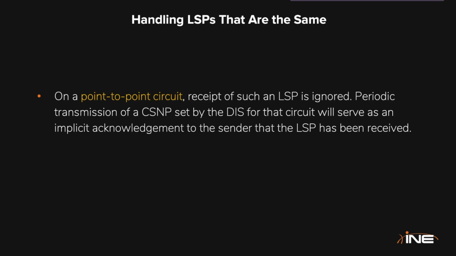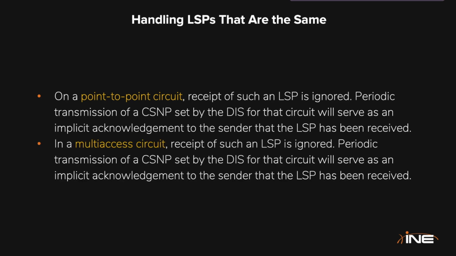What about LSPs that are the same? So let's say router 1 sends an LSP to router 2 and the LSP is exactly the same. On a point-to-point circuit, if a router receives an LSP which is exactly the same, it would basically be discarded. On a multi-access circuit, again, the LSPs would be ignored. So in short, if you send me an old LSP and I have the newer one, I will send you the update again with the newer information. If you send me new information, I will update my database and send that information to my other neighbors. And if you send me an LSP which is exactly the same, I would basically discard that LSP.